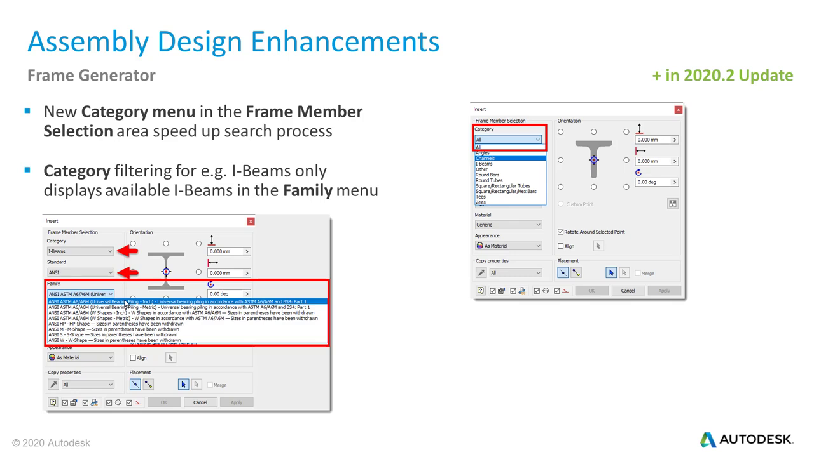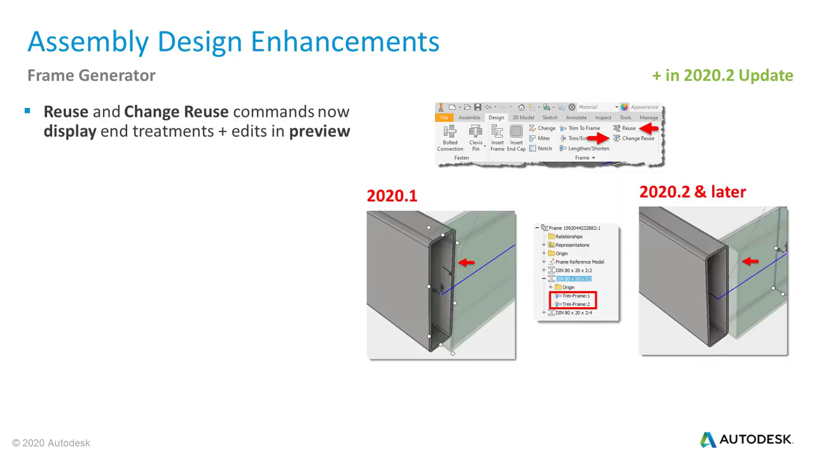Also included in the 2020.2 update, the reuse and the change reuse commands now display end treatments and user edits in the preview. In previous versions, end treatments weren't displayed in the preview and users could be confused as they could only see the final result after applying the command.